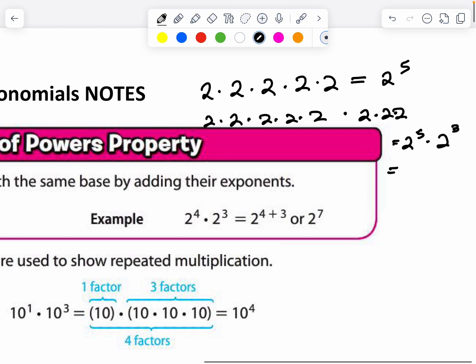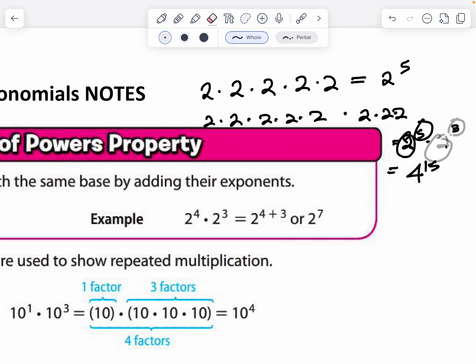Intuitively, you may think, oh, make this 4. 2 times 2 is 4, and then 5 times 3 is 15. And this is very wrong. Okay, let me show you why this is very wrong.